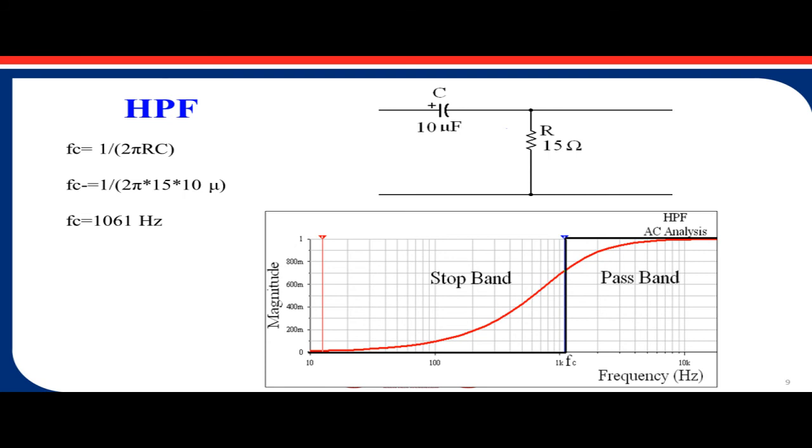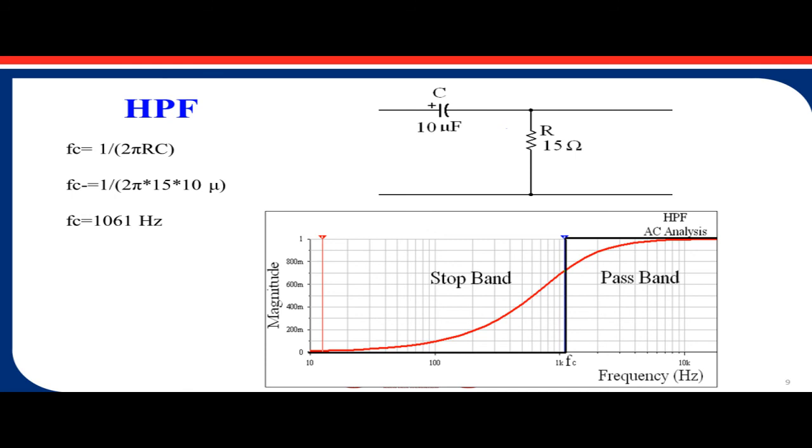That is one example. The values of capacitor and resistor are mentioned in the diagram, and Fc can be calculated using the formula Fc is equal to 1 upon 2 pi RC, which comes out for this numerical to be 1061 Hz. That means frequencies above this critical frequency will be allowed to pass, whereas frequencies below this critical frequency will be attenuated by the filter.